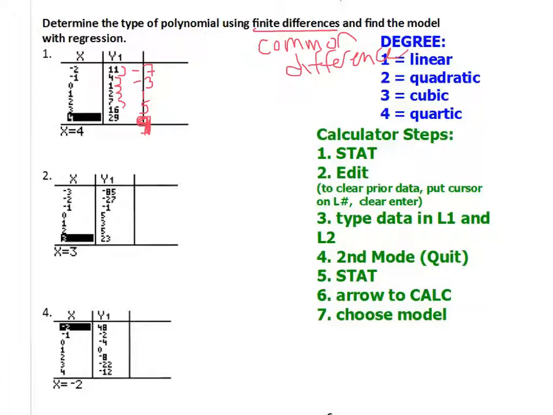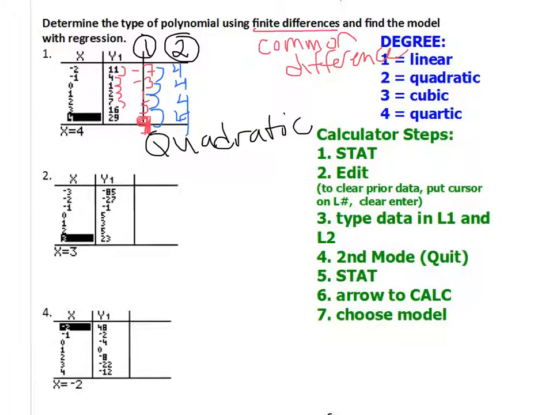These are not a constant value, so we have to subtract again. Negative 3 minus negative 7, 1 minus negative 3, 5 minus 1, and 9 minus 5. Now, since these are all a common number, they're all constant 4, and it took us 2 levels of subtraction, this is a quadratic model. So because we subtracted twice, it's quadratic.